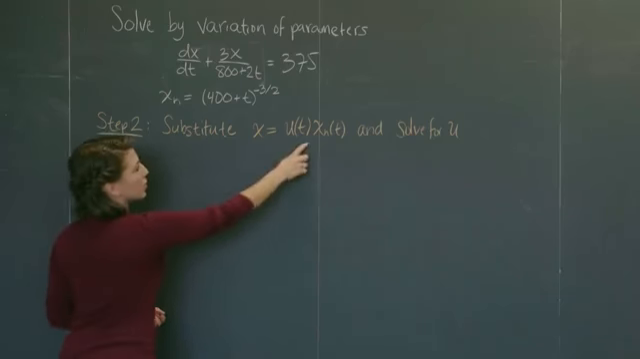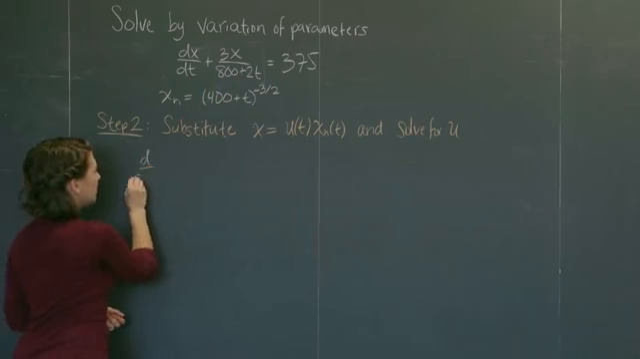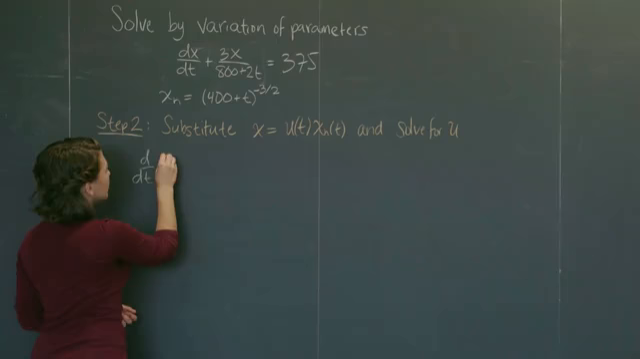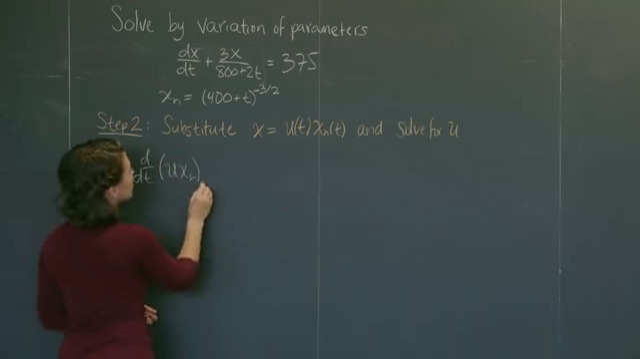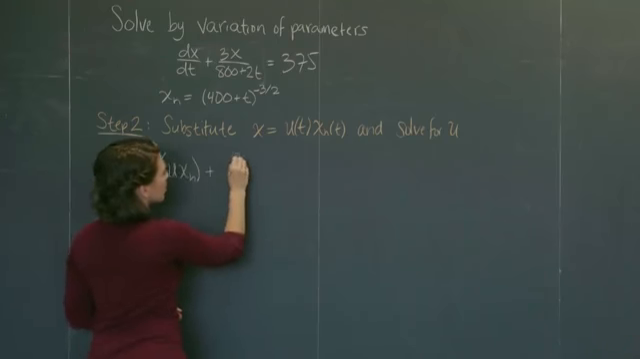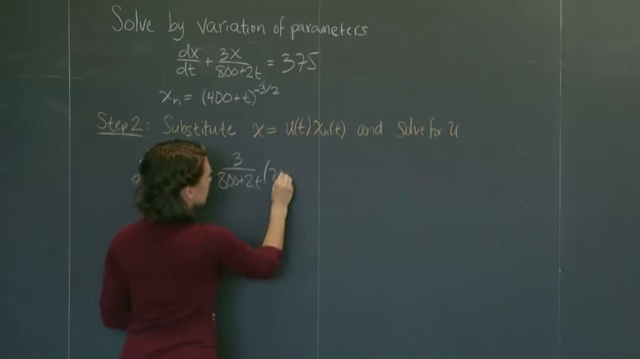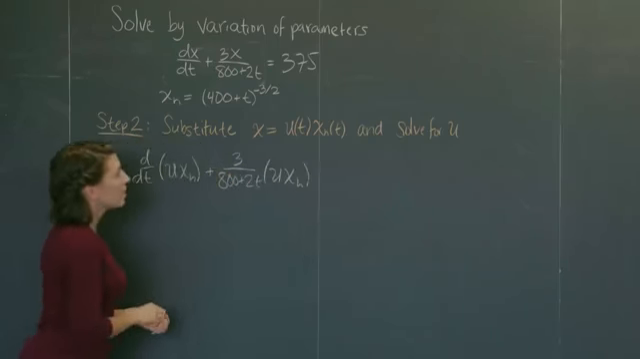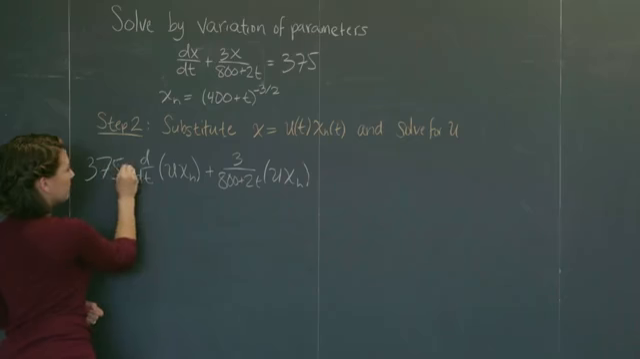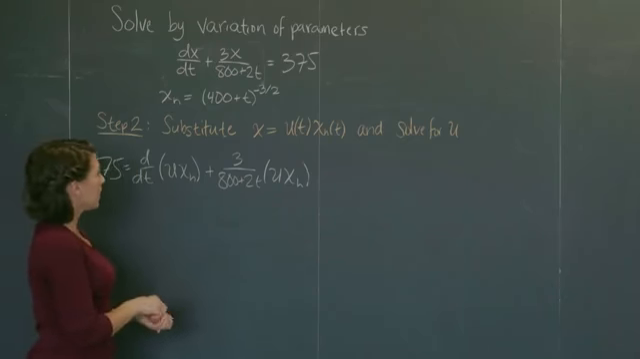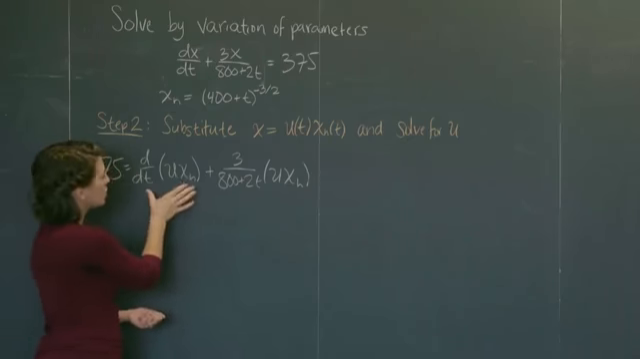So substituting u times x of h into this equation gives us d dt of u times x of h plus 3 over 800 plus 2t times u times x of h. And this is equal to 375, which I'm going to write on this side. So now, remember that both u and x of h depend on t, so we need to do a product rule for this term.